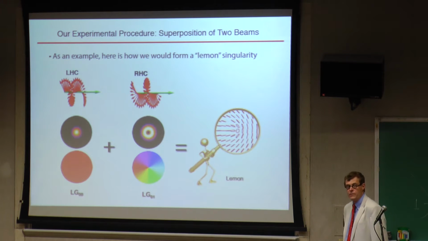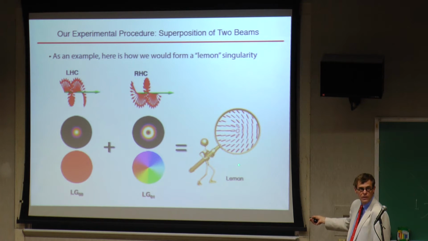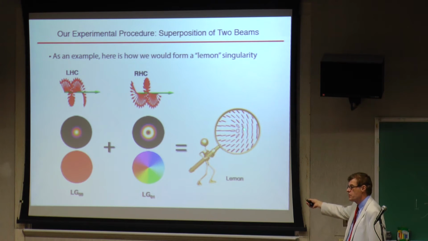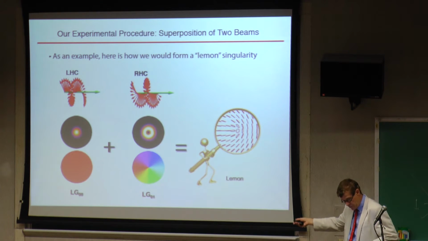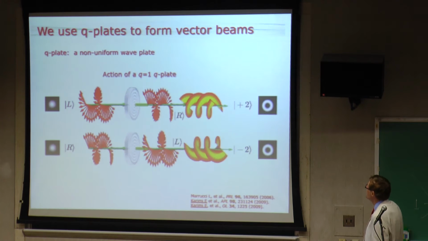We call this a vector beam because the polarization changes. The polarization is different at different points in the transverse plane. Okay, so how do we make our vector beams?